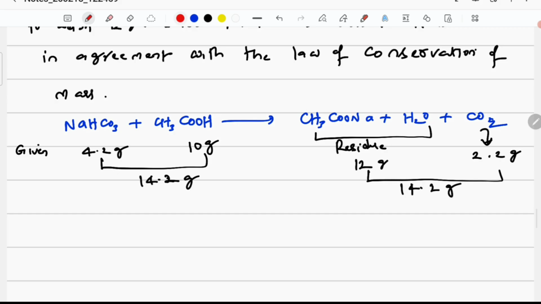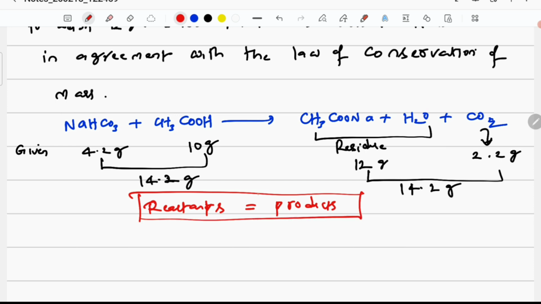So what can we conclude here? Here the reactants are equal to the products in terms of mass. That is what we concluded based on the given information. The total mass of reactants is equal to the total mass of products.